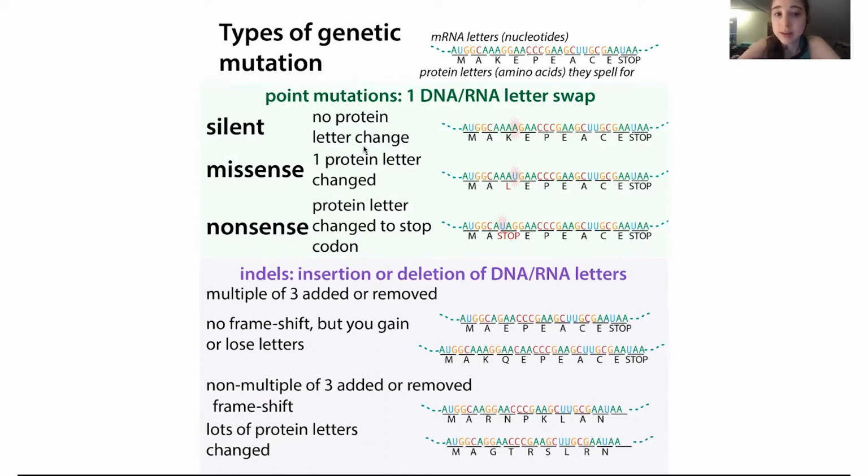You can have a silent mutation, where you have no protein letter change. So you change the DNA, but not the protein. Although, as we talked about, it could still potentially not be silent, but it's silent at the protein level. Missense, you would have one protein letter changed. Nonsense, you change this to a stop codon.